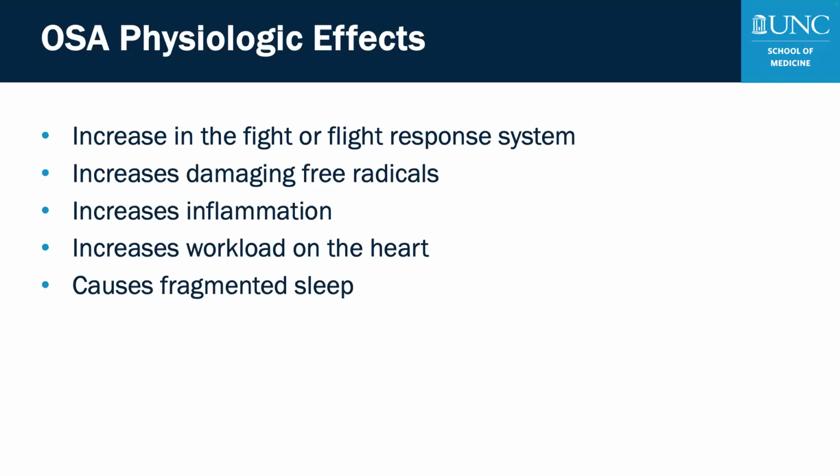It also increases damaging free radicals. So this damages your blood vessels. It hurts your heart, hurts a lot of organs. It increases inflammation. So having obstructive sleep apnea, you have more inflammatory response elevated, which your body doesn't like all the time. It increases the workload on your heart. Your heart has to work harder if you have obstructive sleep apnea, both pumping the blood out to the body and pumping it to the lungs. And it causes fragmented sleep. There are a lot of health effects from that alone: if you didn't have sleep apnea, but you don't have good sleep, you have similar health problems as well.